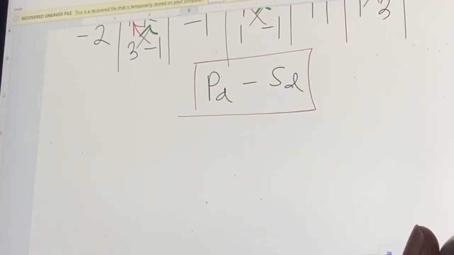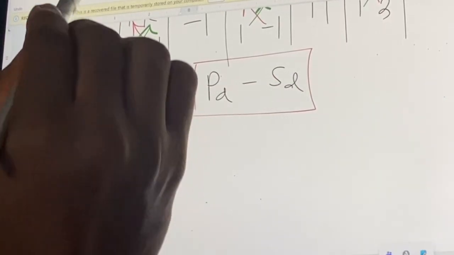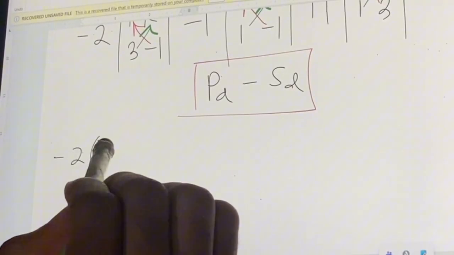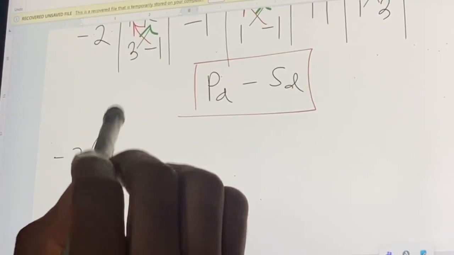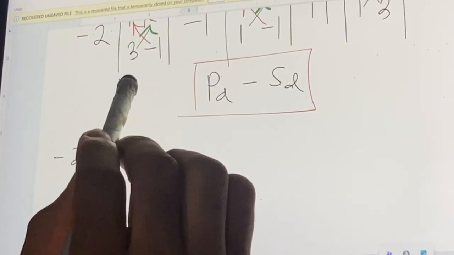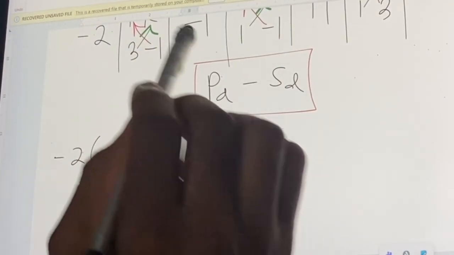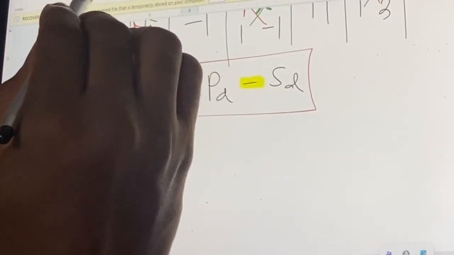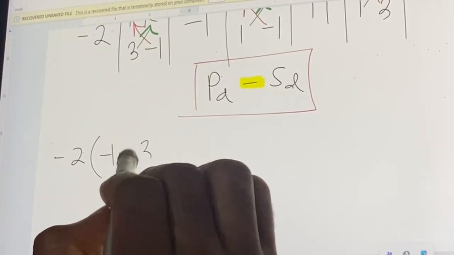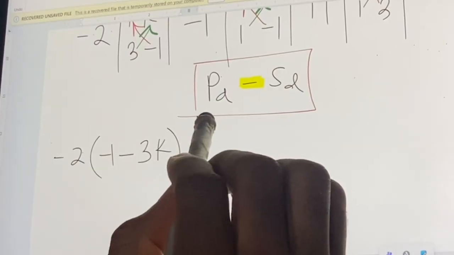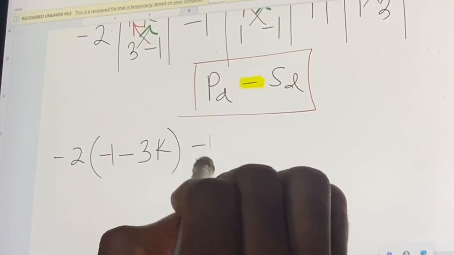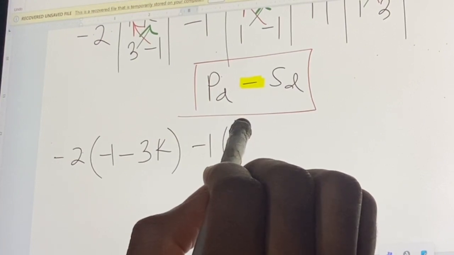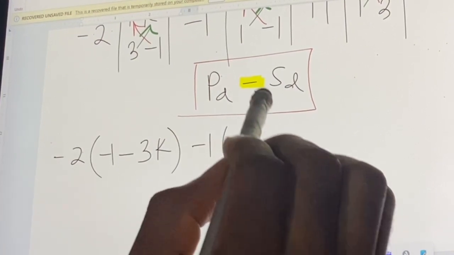To simplify this, we have minus 2 into minus 1. That is minus 1 times 1 will give us minus 1. Minus, the minus is the minus from the formula here. Okay. 3k, that is 3 times k will give us 3k. So let's go to the next one here. That is minus 1 into minus 1 times 2 will give us minus 2, minus, that is this minus here.